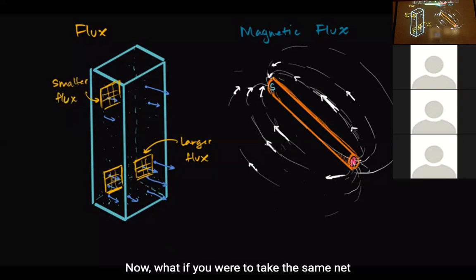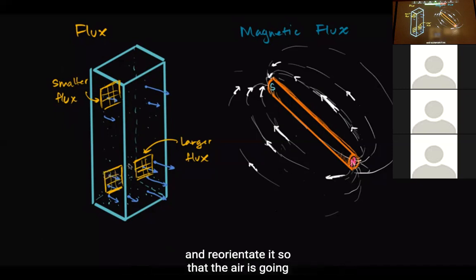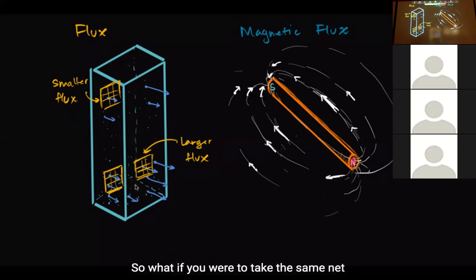Now, what if you were to take the same net, and instead of the direction of the air being perpendicular to the surface, normal to the surface, what if you were to reorient the net so that the air is going in the same direction as the surface? So what if you were to take the same net, exactly the same net, and you were to make it like this?